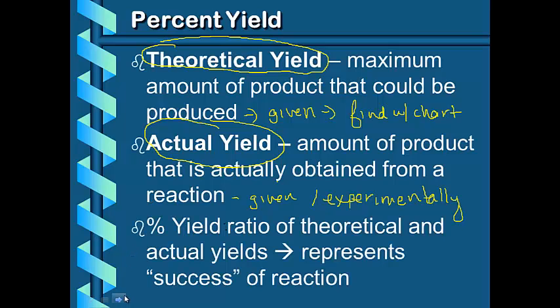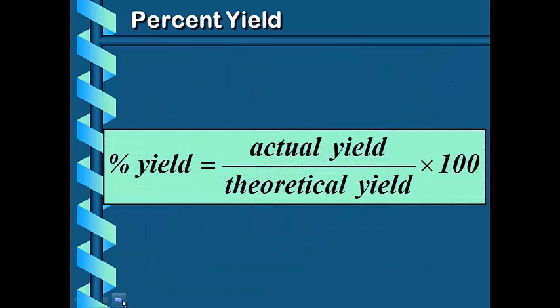Now the percent yield is simply a ratio of the theoretical and actual yield. It represents the success of the reaction. It's very similar to percent error calculations that we've done when we're comparing something to a given. This time the theoretical yield is how they should have come out to have been. So here is your equation.